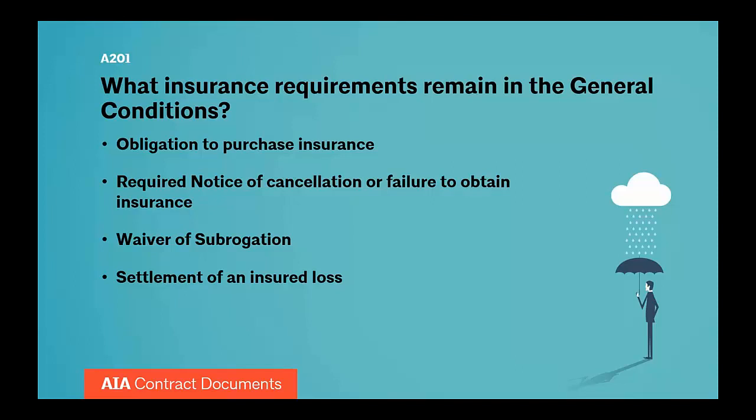What remains in A201 are things like the obligation to purchase insurance, so that if the parties don't complete the exhibit, they're prompted to purchase insurance in A201, a required notice of cancellation or failure to obtain insurance, the waiver of subrogation, and the settlement of an insured loss. And there's a specific procedure that is set forth in A201 that talks about that settlement.